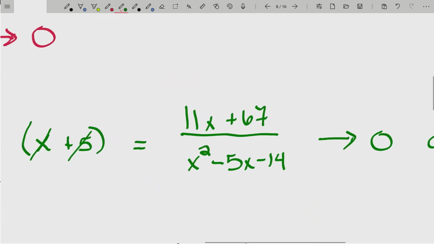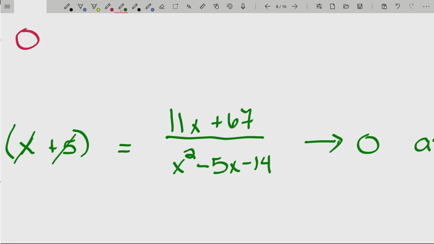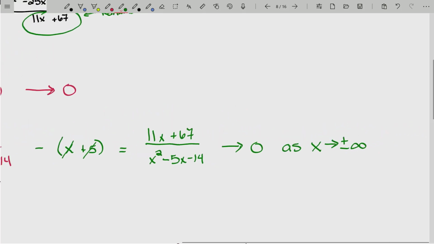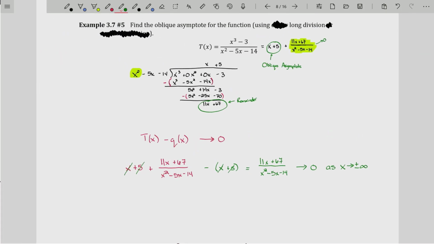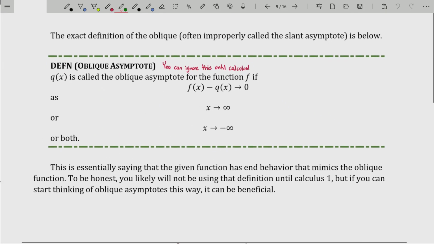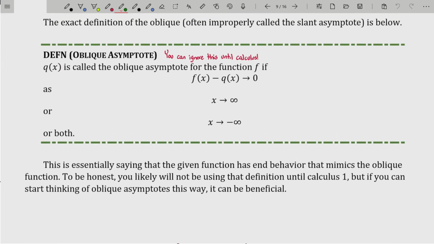So because that remainder approaches 0 as x goes to plus or minus infinity, then you know by definition x plus 5 must be the oblique asymptote. Again, you do not need to know that definition for pre-calculus. I'm just writing it for rigor.